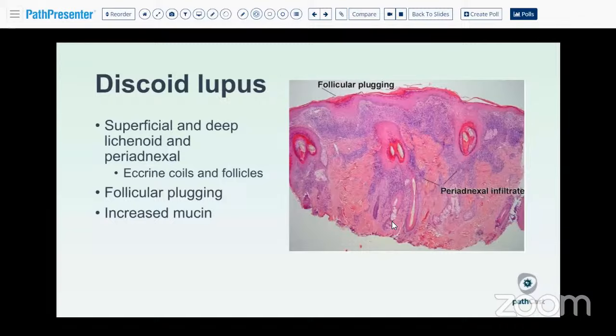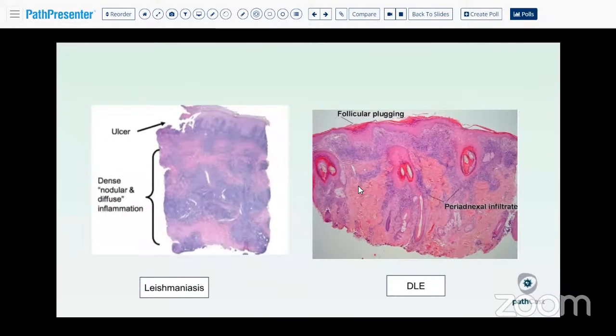Discoid lupus is also on our superficial and deep differential diagnosis. So lupus also has a lichenoid, superficial and deep, peri-adnexal infiltrate. In this case, it's not just the eccrine coils, but also the follicles that are very much involved, and in fact eventually get destroyed to form the scarring alopecia of discoid lupus. There is often follicular plugging. And of course, as a form of lupus, you would see increased mucin deposition in the dermis. Leishmaniasis versus DLE, both superficial and deep, but DLE has follicular plugging and a perifollicular infiltrate.